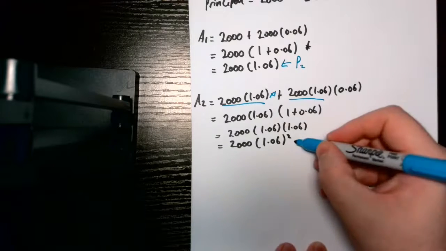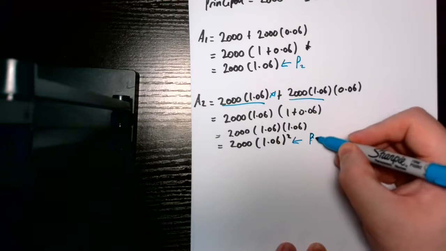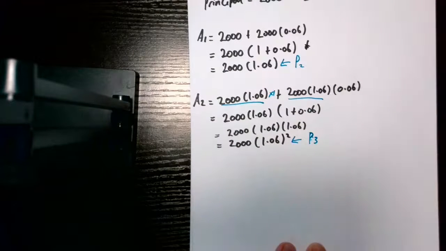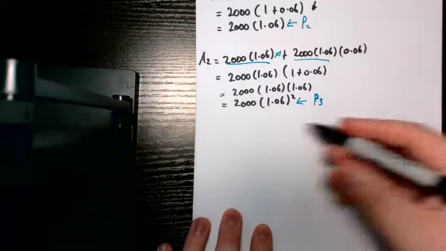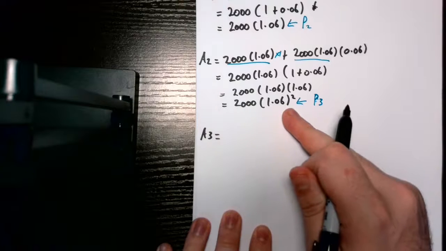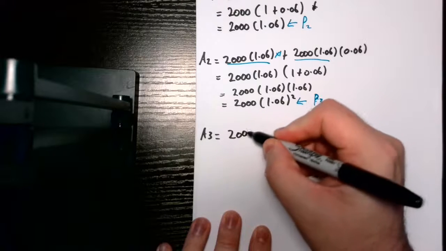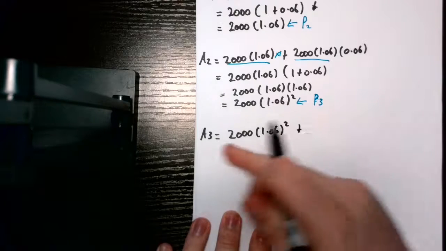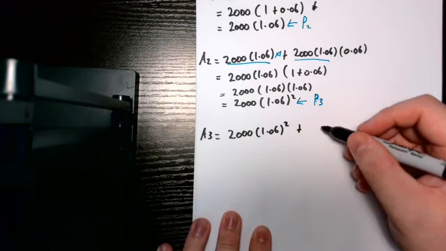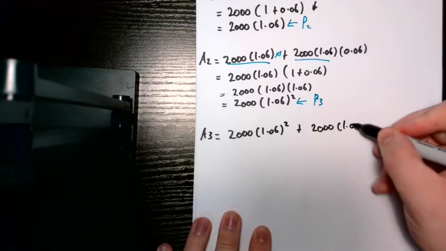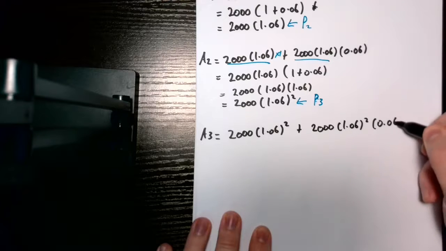So now let's do it for our third year. This is going to become our new principal, because we take our principal amount and insert it back into our account at the end of the second year. At the start of the third year, my apologies. So our amount 3 is going to be equal to our principal, the amount that we had at the end of year 2, which is 2,000 times 1.06 squared, plus our principal times our interest, which will give us our interest generated on that particular year. So 2,000 times 1.06 squared times 0.06.